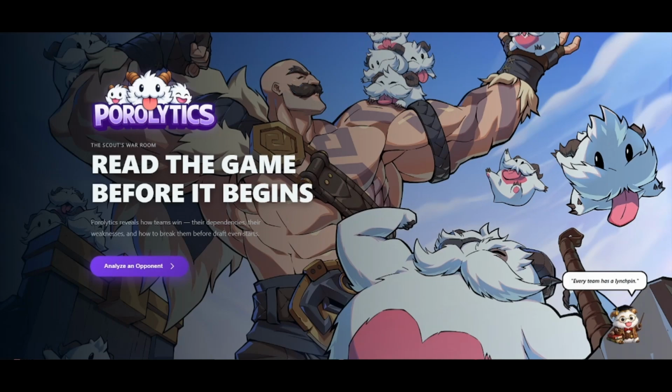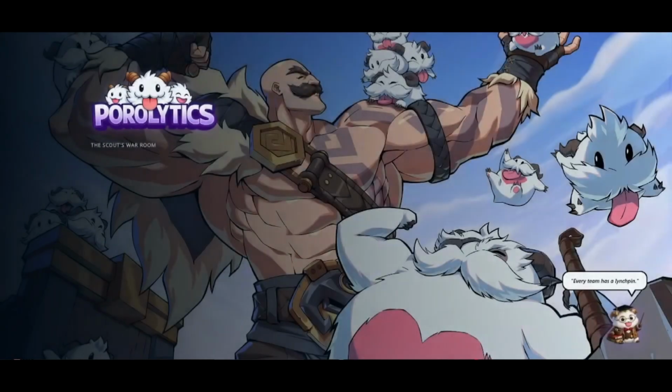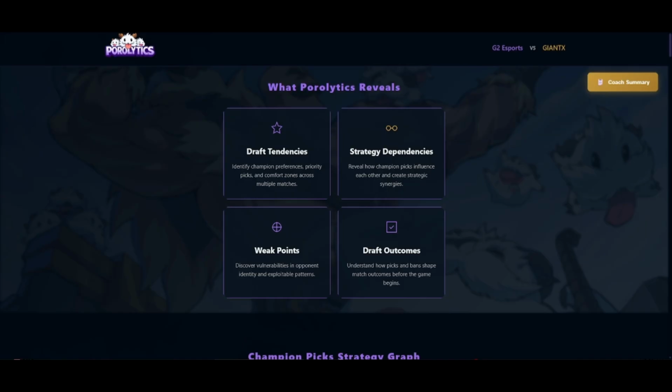Everyone, welcome to Porolytics. This is a strategy intelligence dashboard that turns match histories into an actual strategy graph, then stress tests that graph with Monte Carlo simulation to find what a team depends on, what collapses them, and what to deny first. Right off the bat comes the champion peak strategy graph.